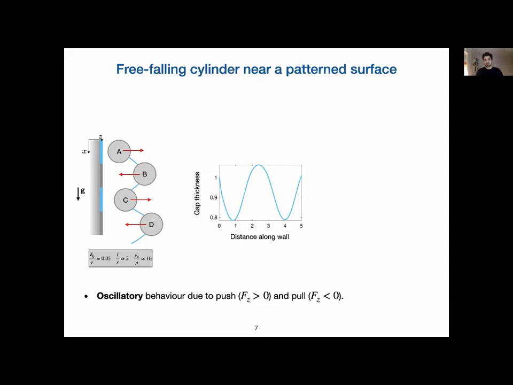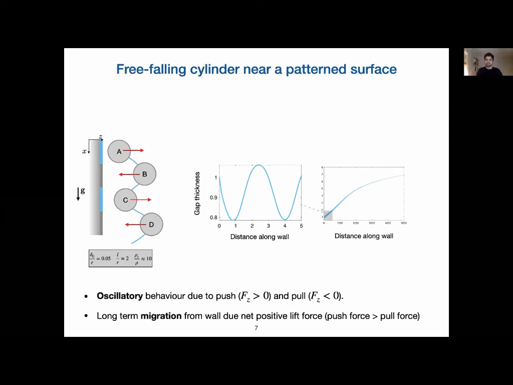And what you can see, if there's a cylinder that is falling parallel to the wall due to gravity, is that it will actually show an oscillatory behavior. So when it goes from slip to no slip, that is from a blue to a gray zone, there will be a push force. The cylinder will be pushed away from the wall. And then when it traverses a gray zone to a blue zone, such that it goes from no slip to slip, it is pulled towards the wall. So as the cylinder is moving parallel to the wall, due to the change of boundary conditions, it will go back and forth like this. And it turns out that if you simulate this for a very long time, there is actually net migration away from the wall. That is because the push force is slightly larger than the pull force.